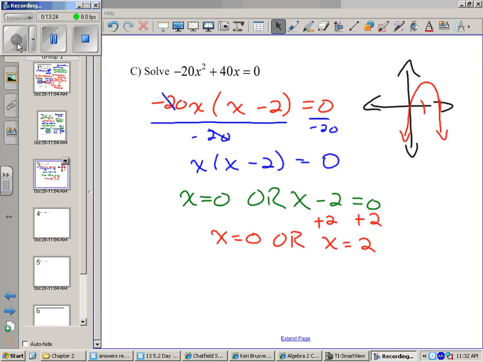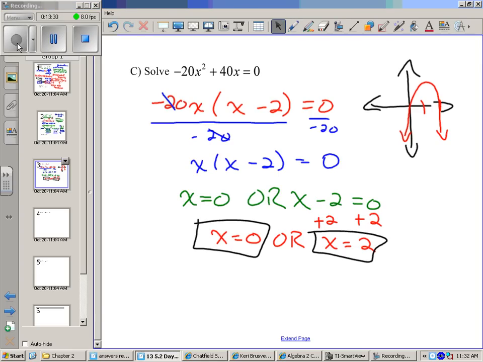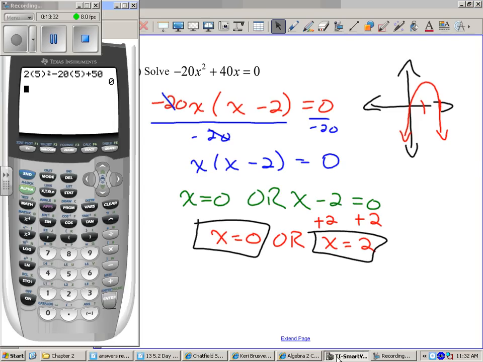So those are my 2 answers, my 2 solutions, x equals 0 or x equals 2. Again, I can go back to my handy-dandy little calculator, and I can check this. I can say negative 20 times 0 squared plus 40 times 0. Well, they're both going to be 0, but notice it gives me 0 as my answer.